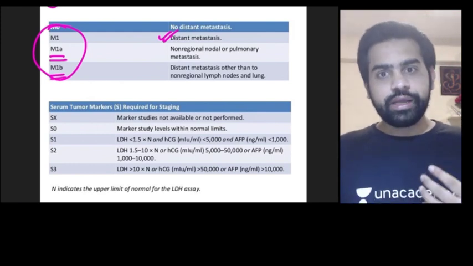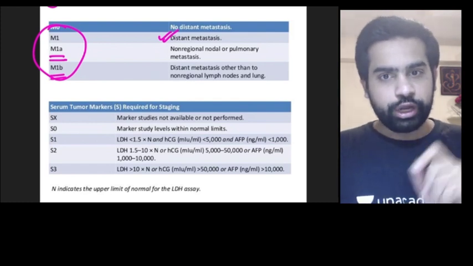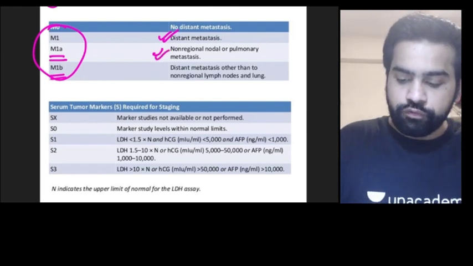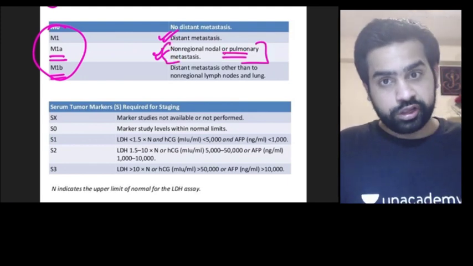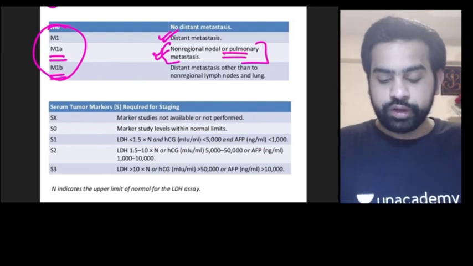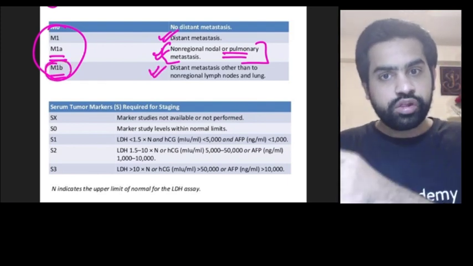Our primary, like the first draining lymph node of the testicular carcinoma, is the para-aortic lymph node. So here what do you have? You have a non-regional lymph node involvement or the pulmonary metastasis. So that is considered as M1A. What is the M1B? Any distant metastasis, so non-pulmonary visceral metastasis.